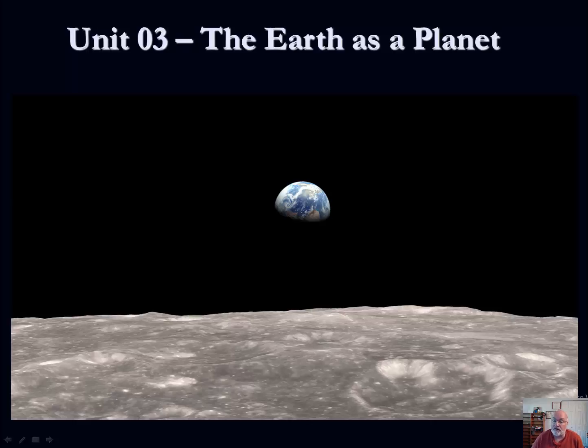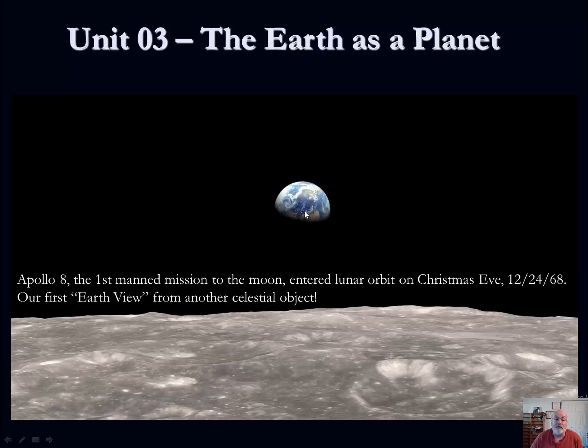This is going to be the Earth as a planet in space. And this is a picture of the Earth taken from Apollo 8. That was the first manned mission that actually circled around the moon and got to see the Earth rise. That's what this picture is called, Earthrise. And it was taken on Christmas Eve 1968.